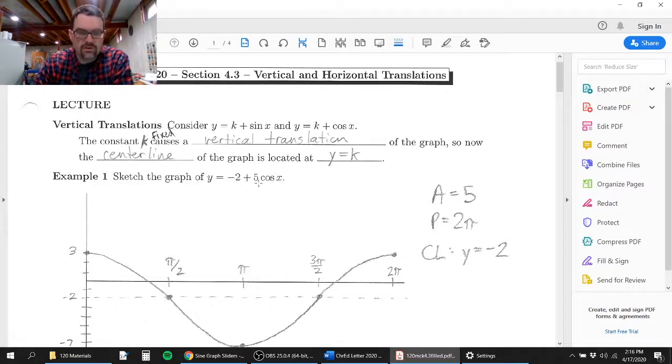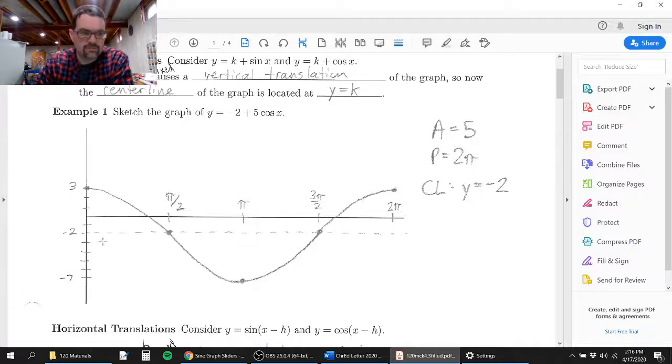So initially, 5 times cosine of x, that's what we've dealt with before. The amplitude is 5, all right, that number multiplying cosine. There's nothing multiplying the x, so the period is still 2 pi. But now the difference is we have this -2 in front. So the new center line, as I note here, is at y equals -2.